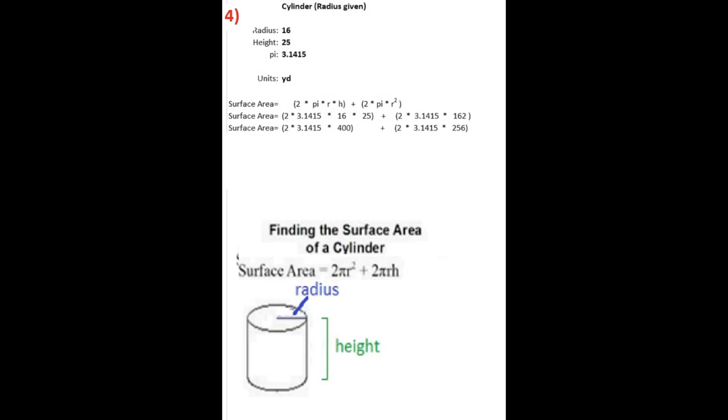The next line here, 2 times pi times 400 plus 2 times pi times 256. That is actually 256. And now our surface area is 2 times 1256.6 plus 2 times 804.22. 2513.2 plus 1608.45. So our surface area ends up being 4121.65 yards squared.